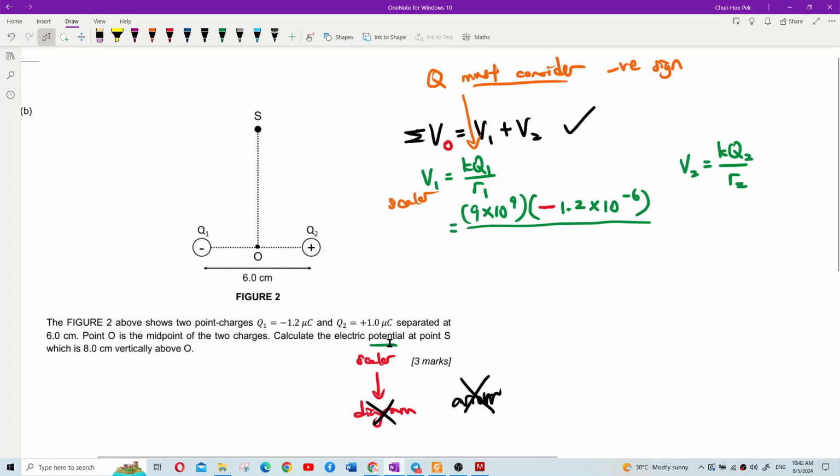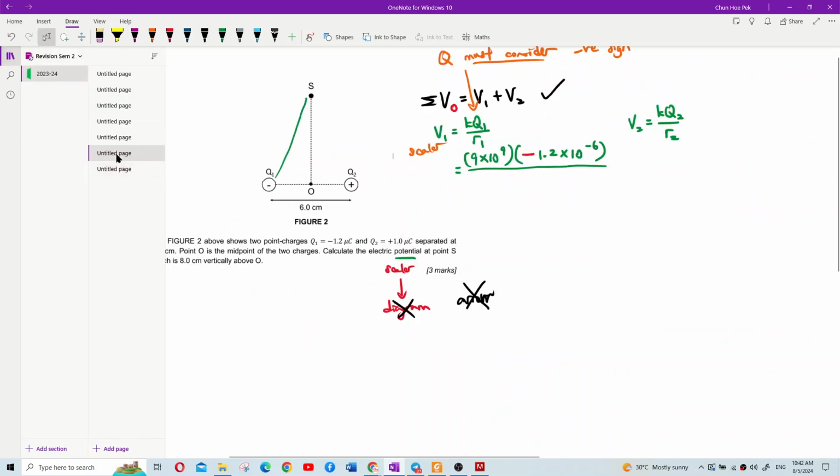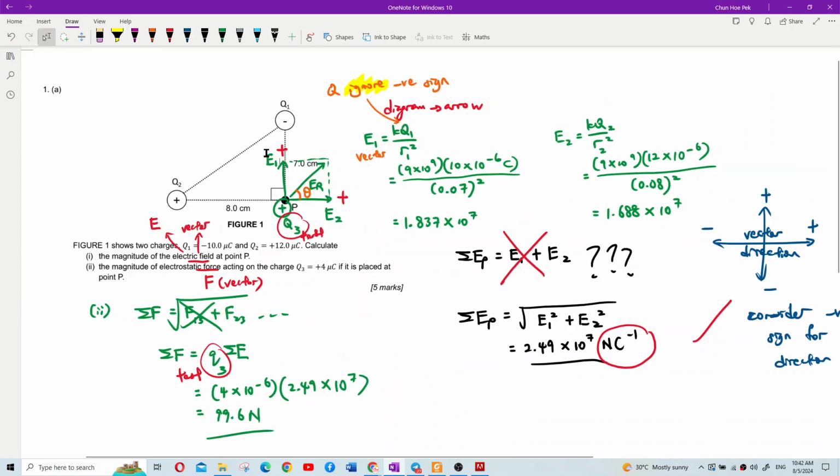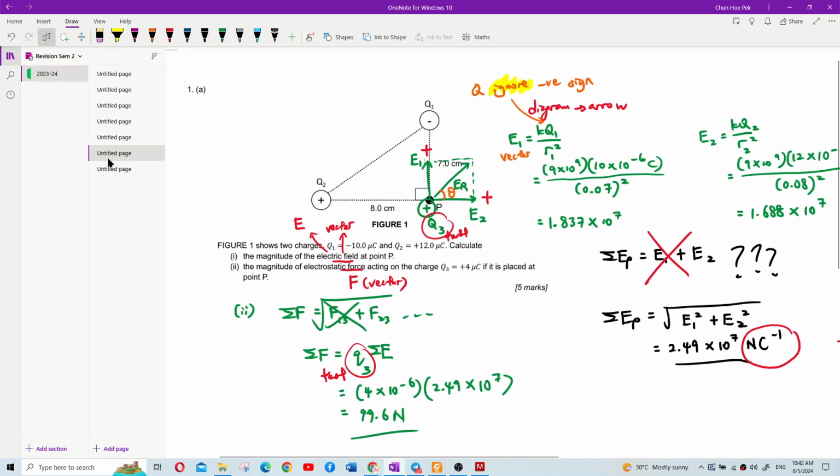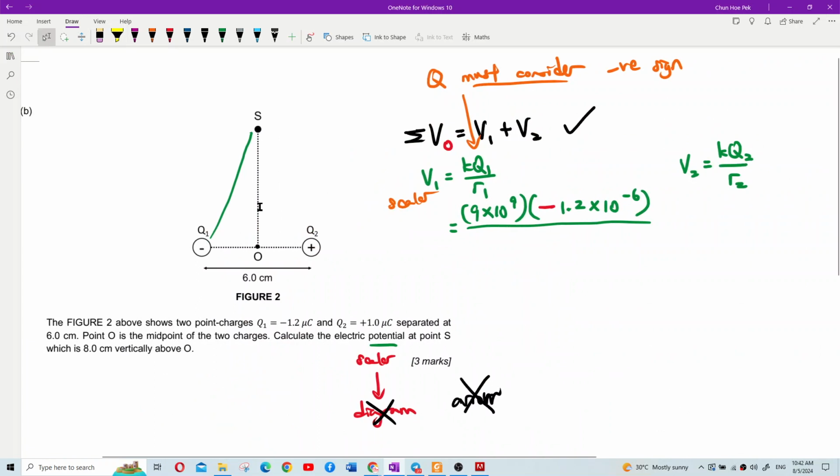No. This asks to find the potential at point S, not O. You want S. So you must find the distance first. Just now, the question was to find at P. This one is to find at S. So how far is it from charge Q1 to S? You must find it.